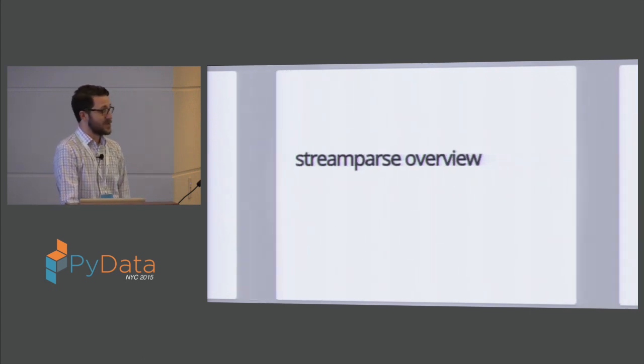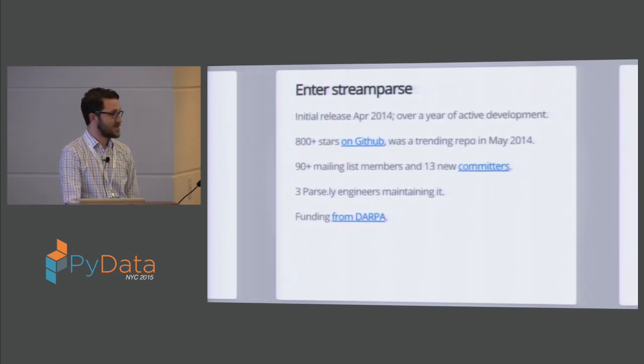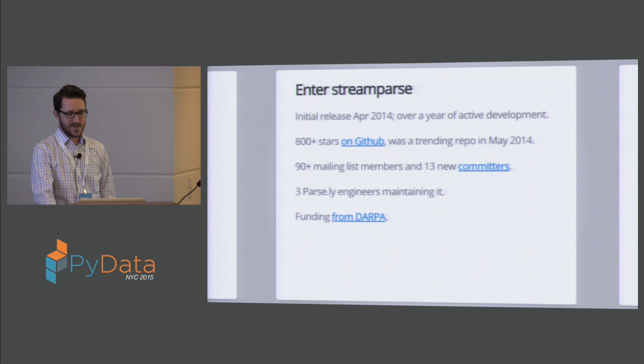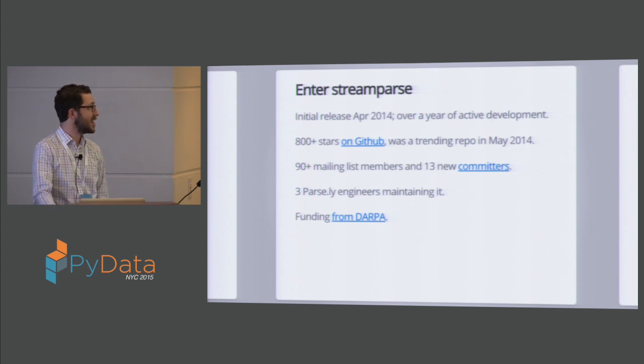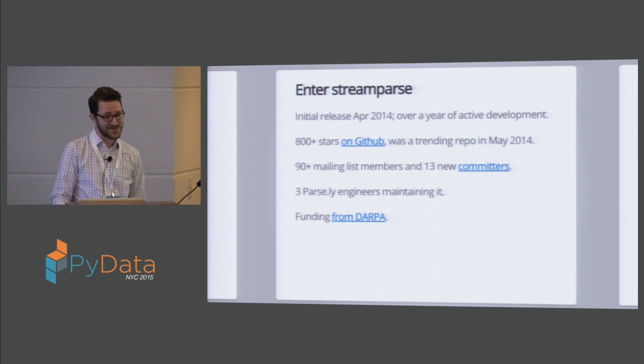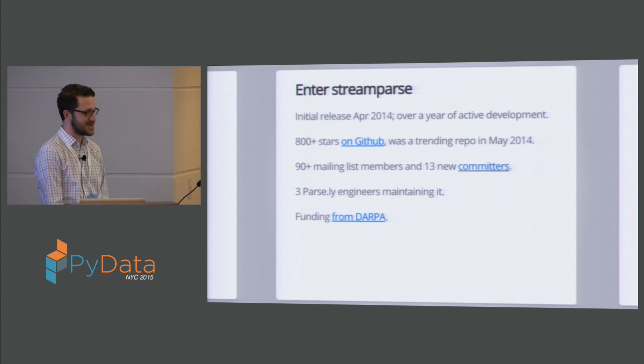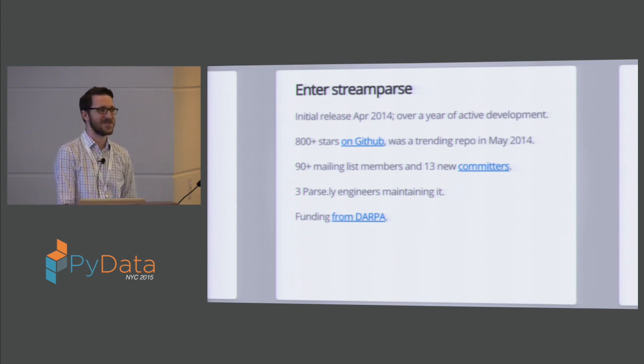So now I'm going to talk more about Streamparse and how we sort of solved some of these problems. The initial release was in April 2014. It's had over a year of very active development. We've got, I updated this number today, over 800 stars on GitHub. It was much lower before. And it was a trending repository in May 2014.